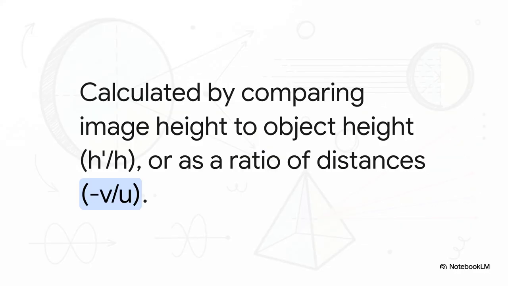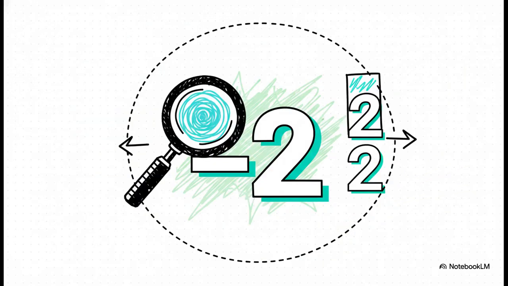So the formula for magnification, which we call m, actually gives us two ways to find it. We can find it by comparing the height of the image to the height of the original object. But even cooler, we can also find it just by using the distances we already figured out. Magnification is also equal to negative v divided by u. It's super handy. So let's make this real.